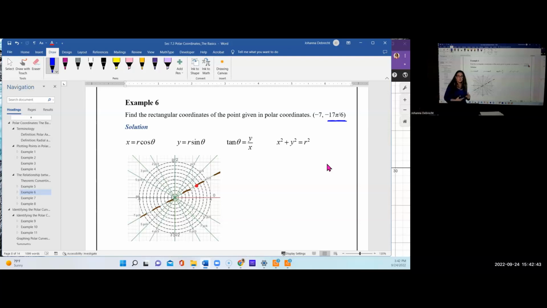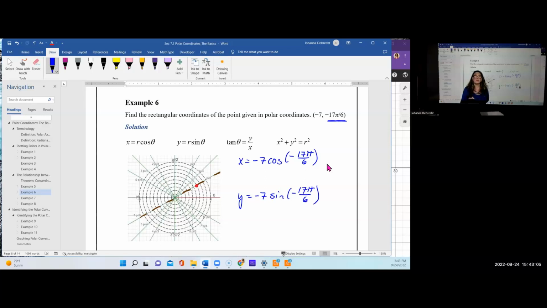So again, we want to convert the coordinates. So when we're looking at this, we're going to write x is equal to -7 times the cosine of -17 pi over 6, and y is going to be -7 times the sine of -17 pi over 6. Now remember that if angles are coterminal, we can use the smaller angle to find the trig values for it. And in fact, this one over here is coterminal, of course, with pi over 6.